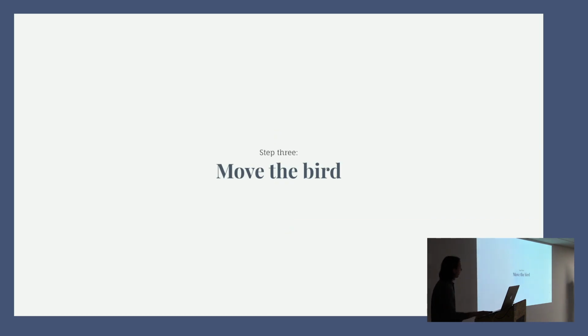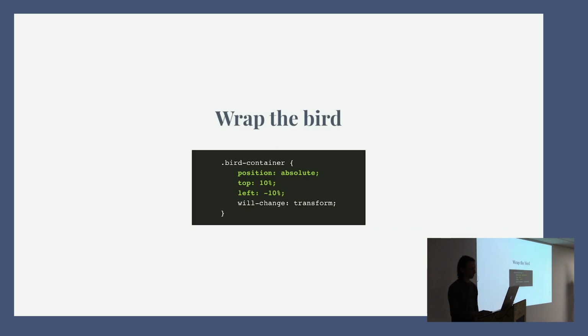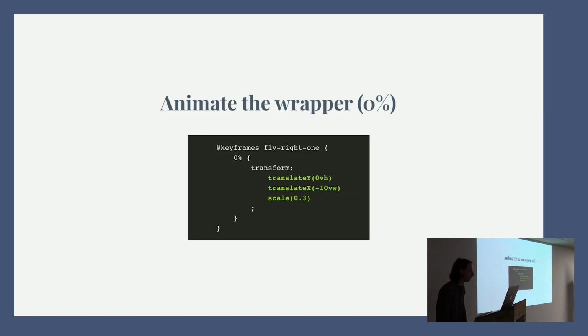So once we have that, we now need to move them across the screen. So it's no good them flying on the spot unless you want to move the background. You could do that, but in our case, we want to move the birds across the screen. So we start with each of them and wrap them in their own container, position that container off the screen. So position absolute, top 10%, left minus 10, so we're way off the left-hand side of the screen. And then we can start to create our animation.